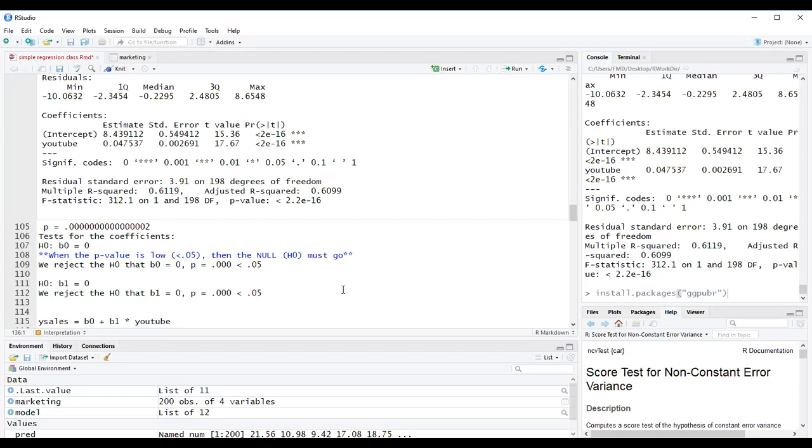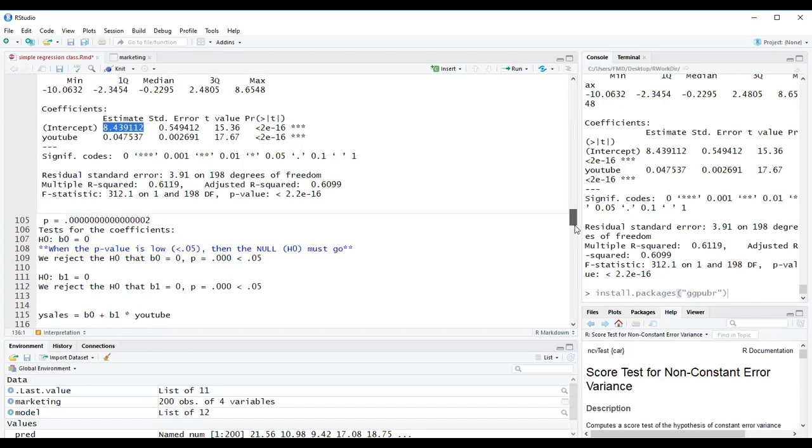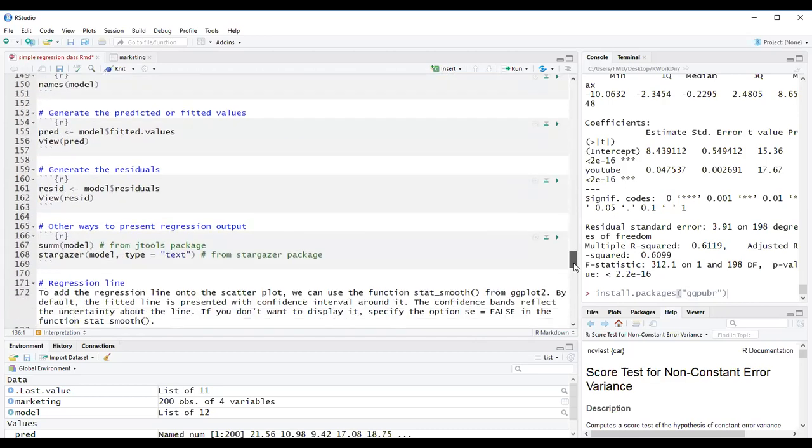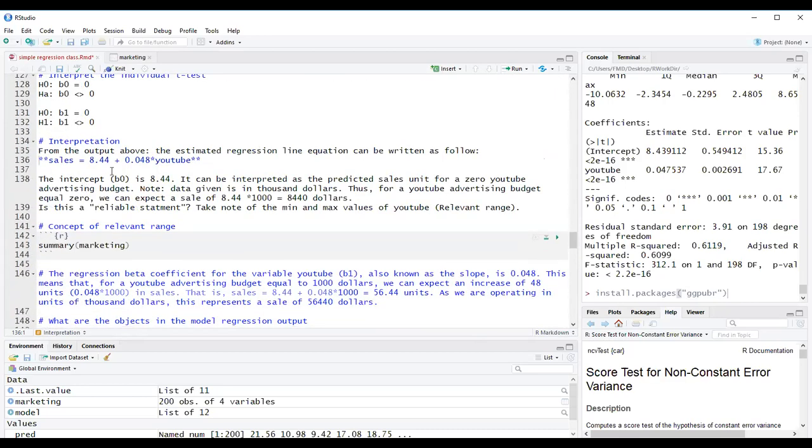So the probability that your coefficient YouTube is equal to 0 is practically 0. It means that it's not possible for it to be 0. It is a value other than 0. So that's why we reject the null hypothesis that B1 is equal to 0. In other words, YouTube is statistically significant, so we can use that in our model. And so is the intercept. Hence, our final model is sales is equal to 8.44, which is your intercept, plus 0.048 times YouTube.